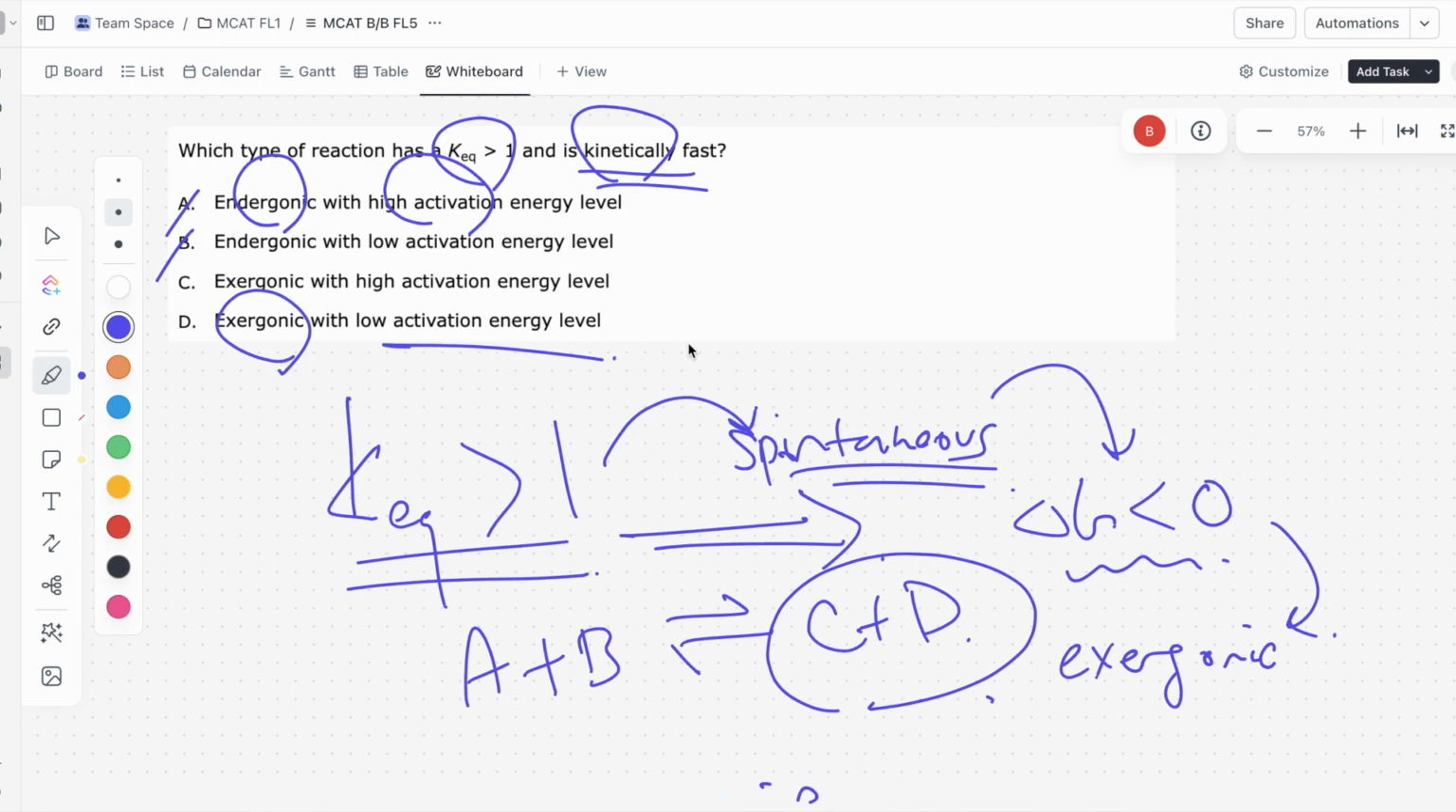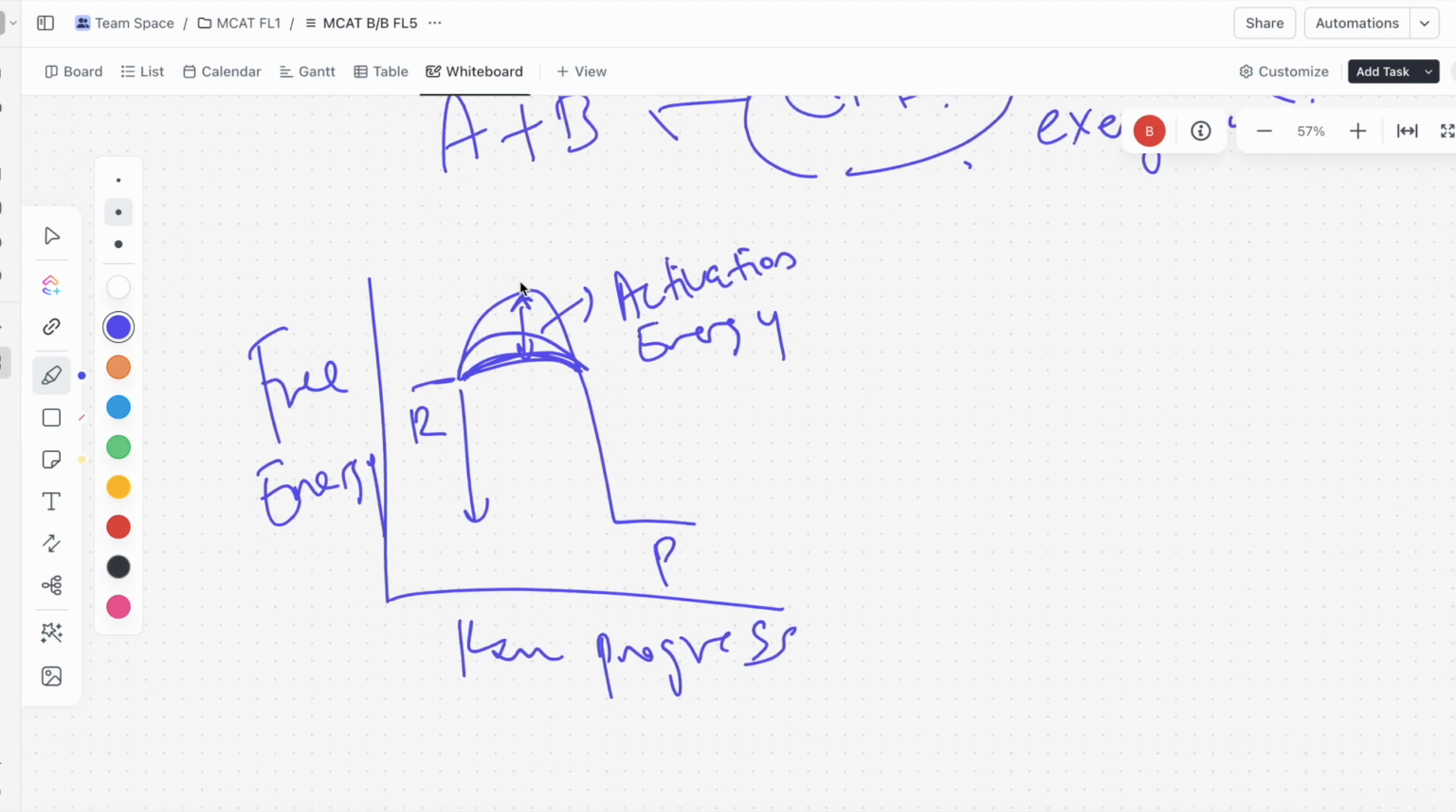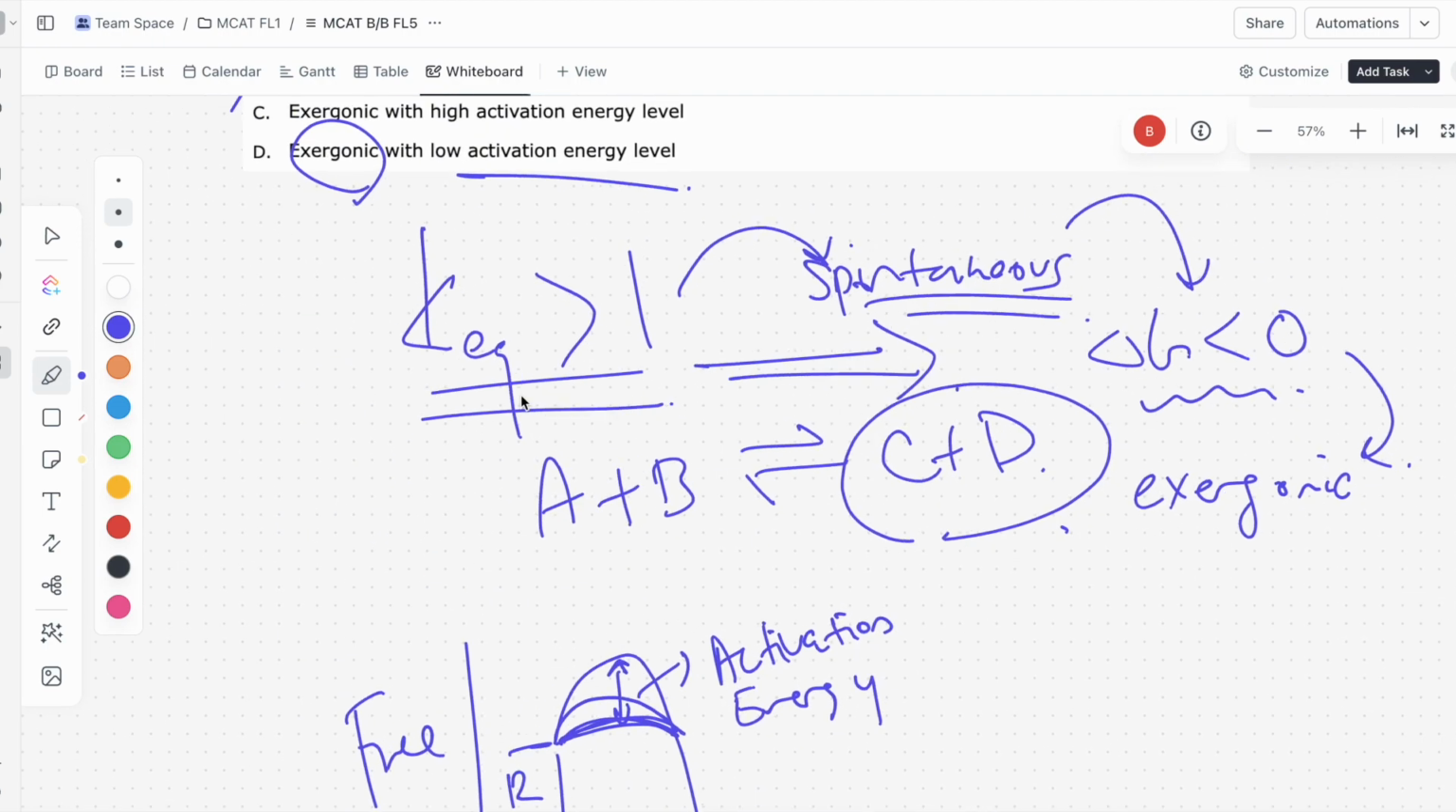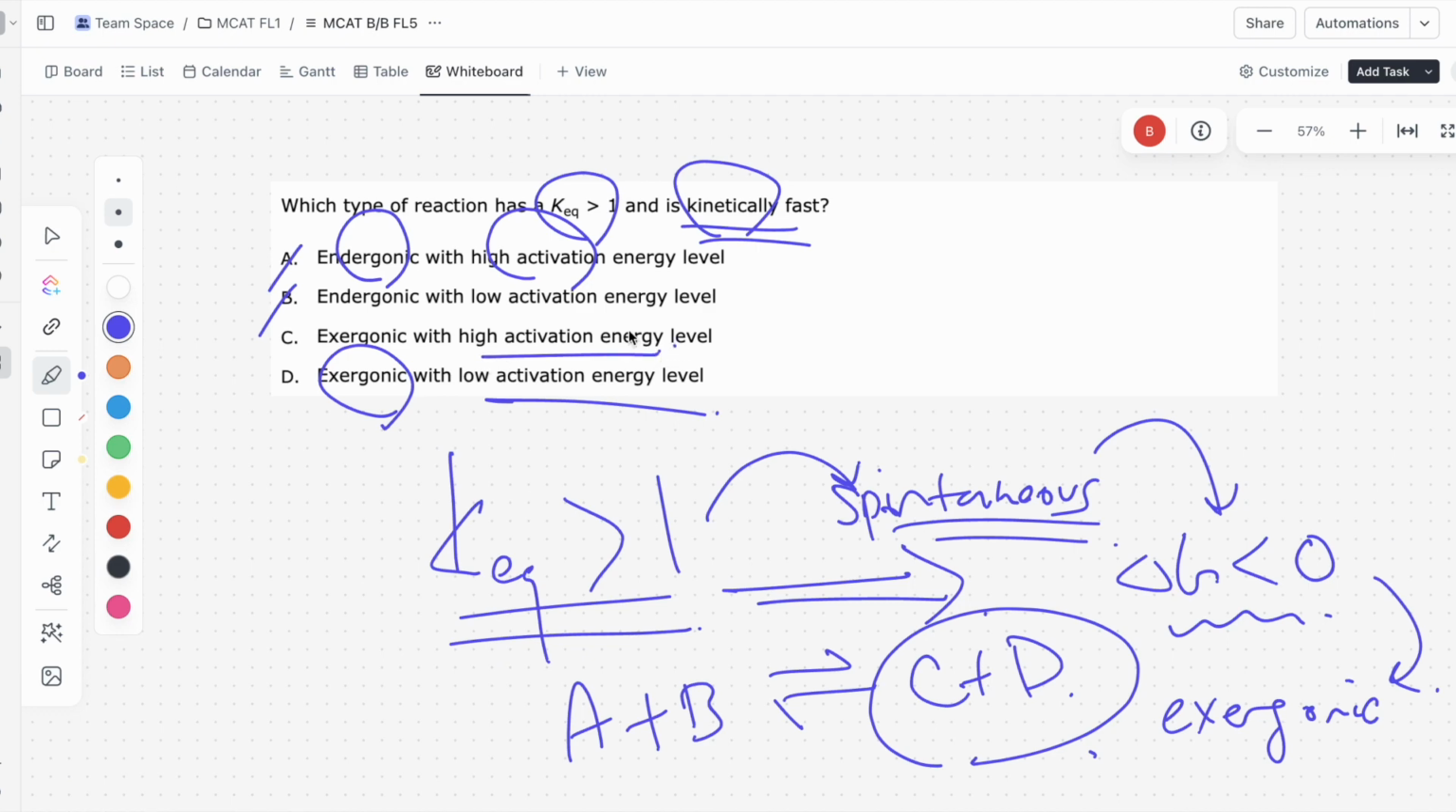So if we know that this is a kinetically fast reaction, we know that this activation energy, this hump, has to be small. So we know that it cannot be a high activation energy level. It has to be an exergonic reaction with a low activation energy level.